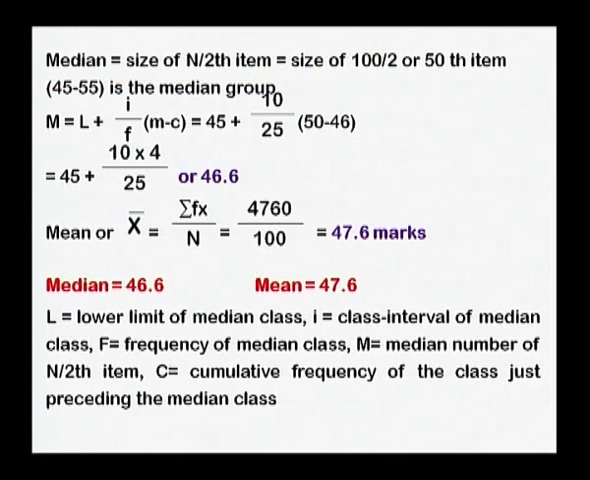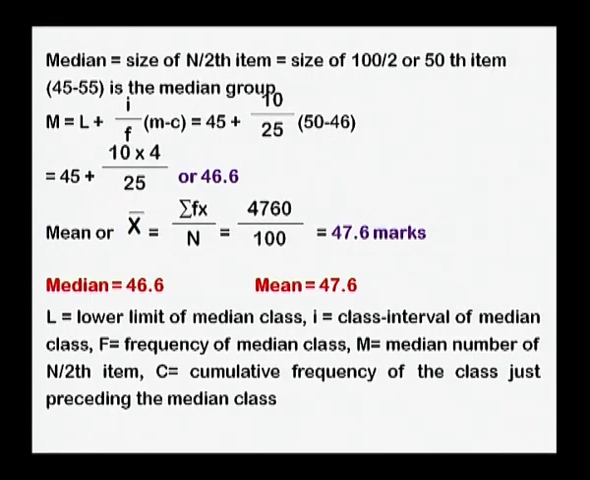Now, the median in this case is the size of the n divided by 2 th item, that is the size of 100 divided by 2, or the 50th item. We can say the median lies in the class interval 45 to 55. So, this is the median group. Now, we apply this formula: L plus i divided by f times (m minus C), which is equal to 45 plus 10 divided by 25, and we deduct 46 from 50. So, in this way we calculate 45 plus 10 multiplied by 4, divided by 25, and we get 46.6. So, this is the way in which we have calculated the median.